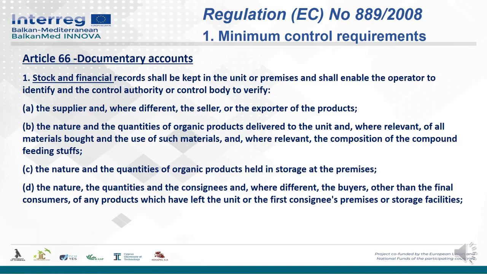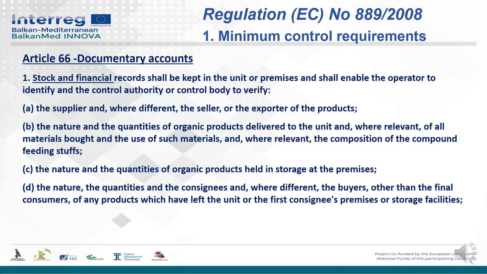Article 66. Documentary accounts. Stock and financial records shall be kept in the unit or premises and shall enable the operator to identify and the control authority or control body to verify what? A. The supplier and, where different, the seller or the exporter of the products. B. The nature and the quantities of organic products delivered to the unit and, where relevant, of all materials bought and the use of such materials and, where relevant, the composition of the compound feeding stuffs.